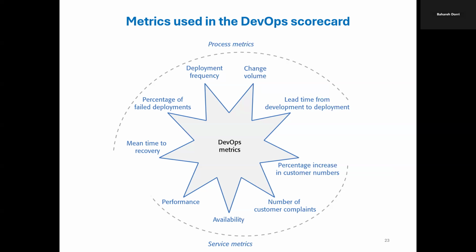Together, these metrics give us a holistic picture. We are not just focused on how fast we deploy, but also on how those changes impact user experience and business outcomes. So, in a healthy DevOps practice, you want to track a balance of these metrics because deploying fast doesn't matter if your service is slow, buggy, or unavailable to customers.